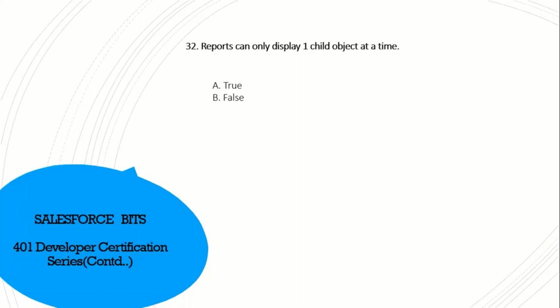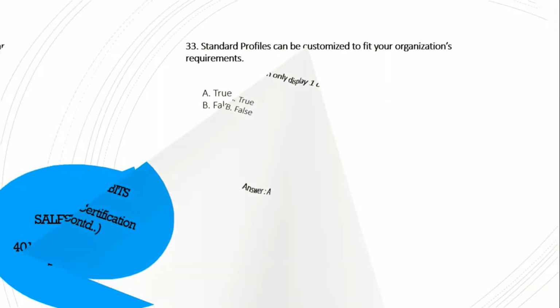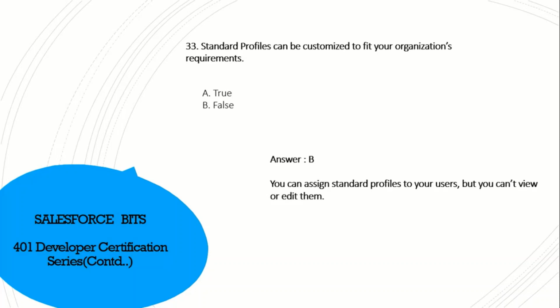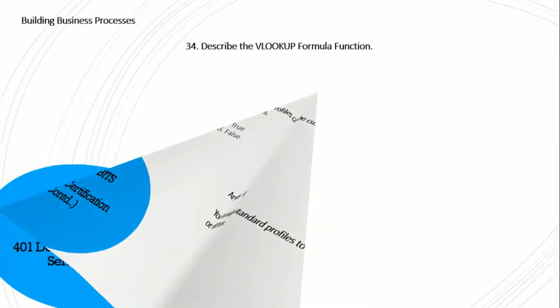So reports can only display one child object at a time. Yes, that's true, because it can only display one child. But it can be multiple Master-Detail relationships or a parent or rather related object, but it can display only one child. Standard profiles can be customized to fit your organization requirement. False, because a standard profile, you can assign it, but you cannot view or edit them. For that purpose, Salesforce has given the option to create custom profiles to fit your organization.